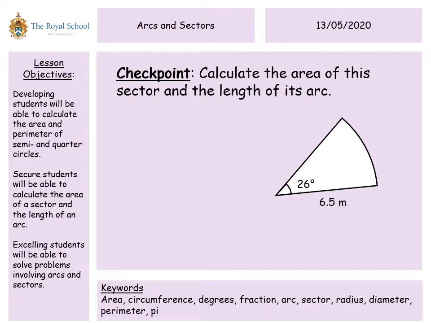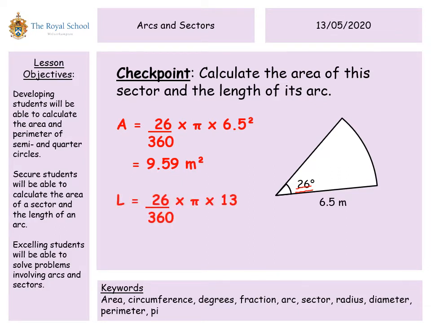So we should have here then, for our area, 26 degrees, so 26 360ths times pi times the radius squared gives us 9.59 metres squared for its area. And then for the length of the arc, again, it's going to be 26 360ths times pi times 13, which is going to be our diameter in this case, which is then going to give us 2.95 metres.